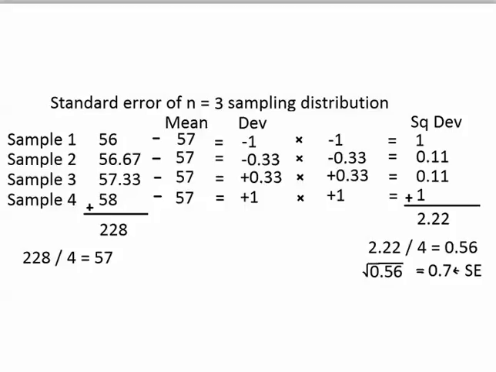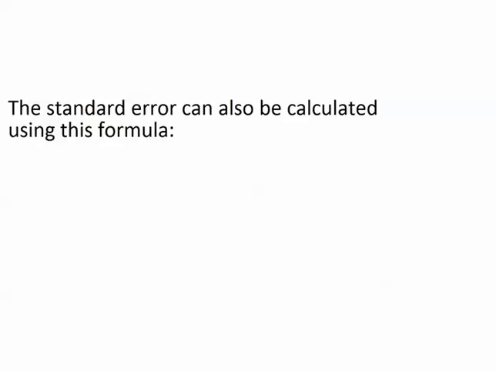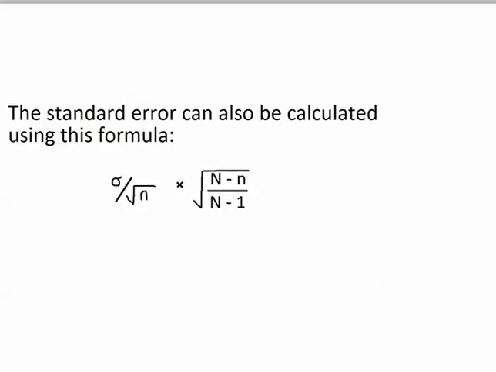And we're almost at the end of this video. I just wanted to show you a shortcut formula for finding the standard error. And it's this formula right here. I just have to explain what each of these symbols are. This might look complicated, but there's really only 3 symbols in here.